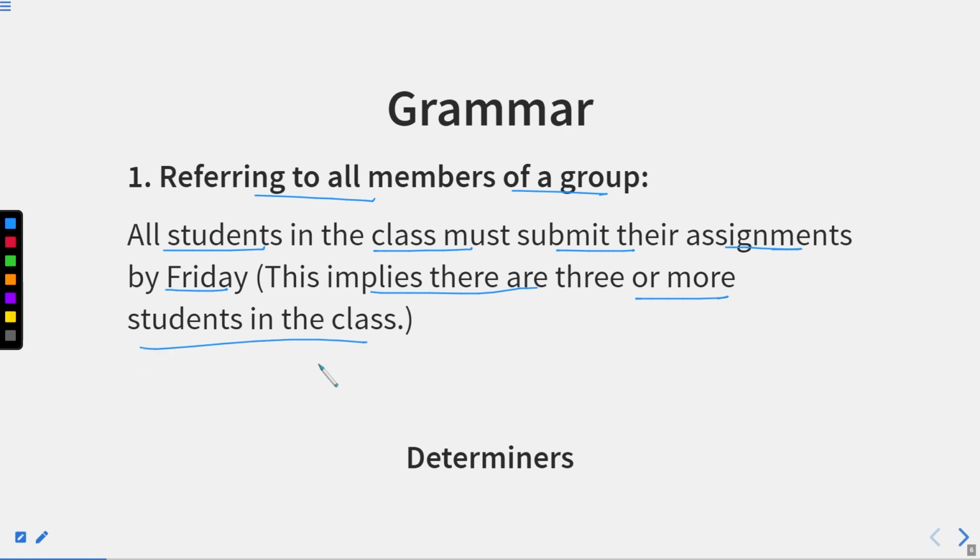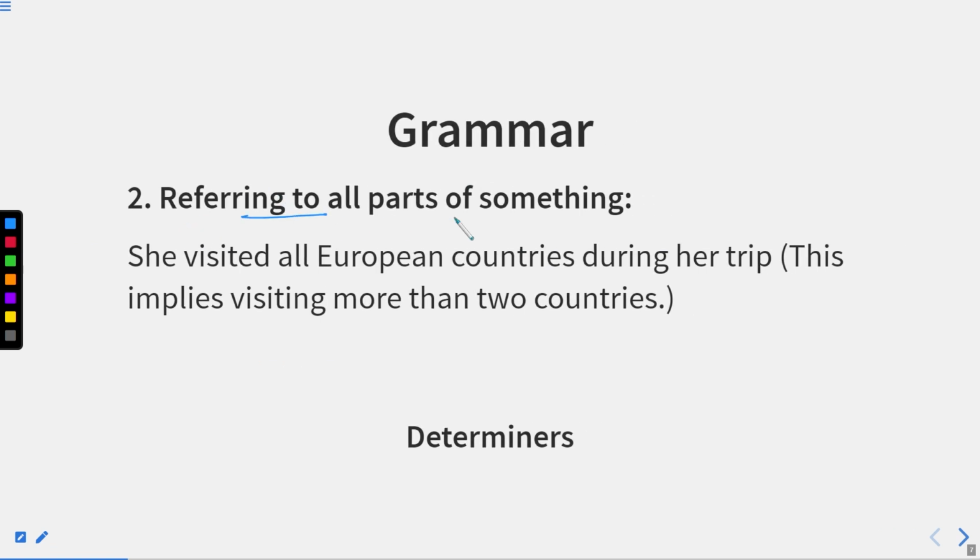Now let us move to the next one. Referring to all parts of something. She visited all European countries during her trip. It means I'm talking about each and every European country, and she visited all of them. It means she visited each and every European country. This implies visiting more than 2 countries, of course. Now let us move to the next one.